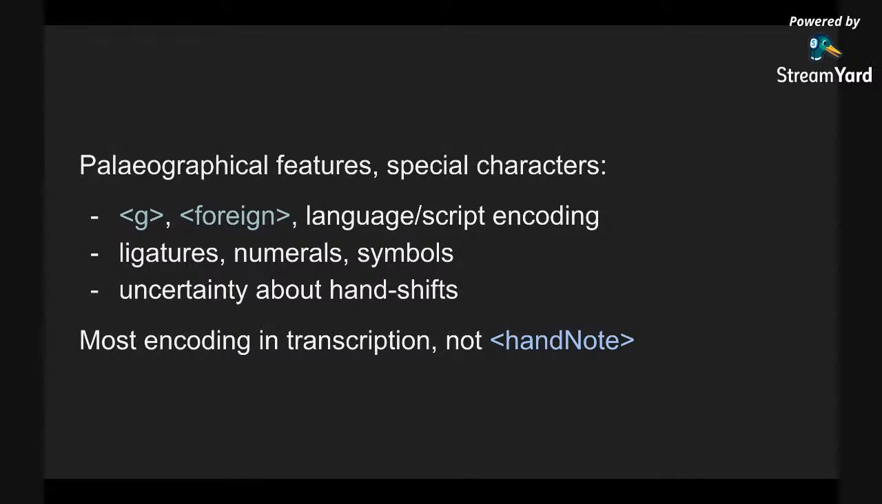You might want to record ligatures, numerals, symbols, and uncertainty about hand shifts, perhaps, in one of these notes. But most of the encoding that you're going to do of paleographical features and special characters will probably be in the transcription, not in this hand note in the end. So in fact, as in the example I showed here, many hand notes will potentially have a height tag around the letter heights, but not much else by way of encoding at all. But those are the options available to you there.